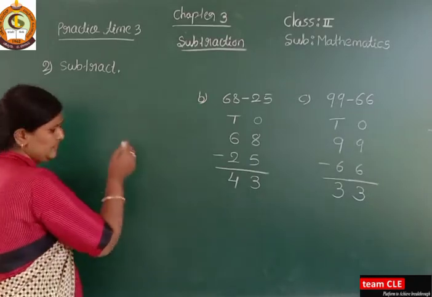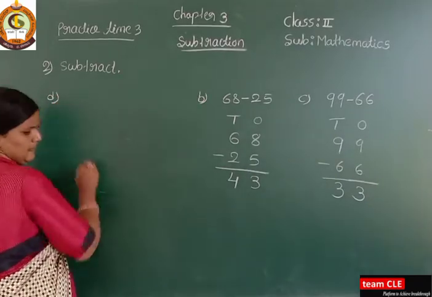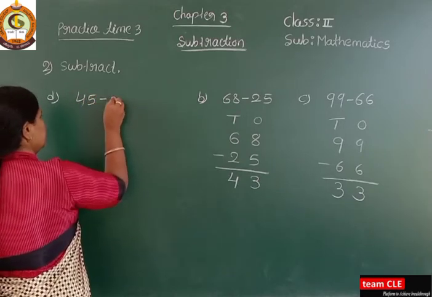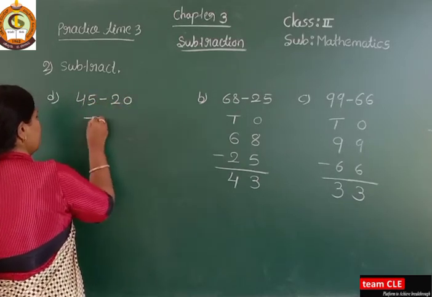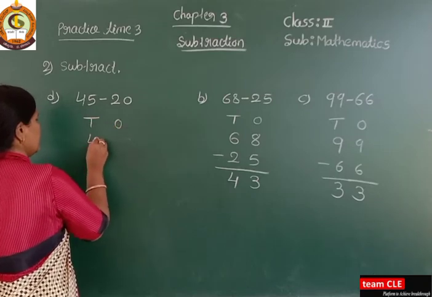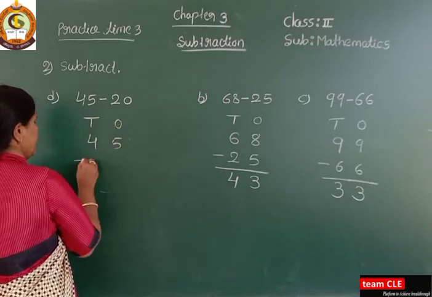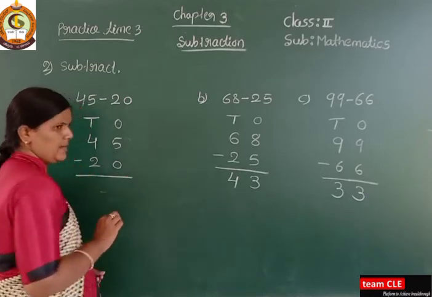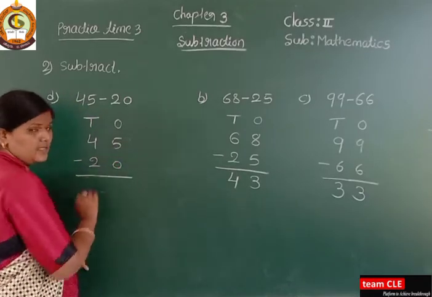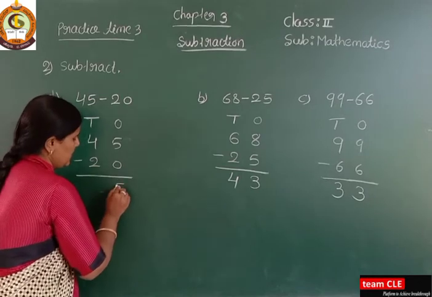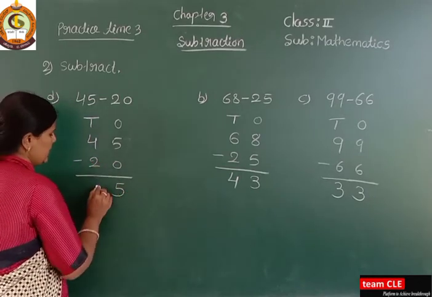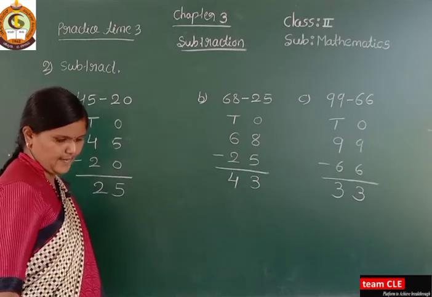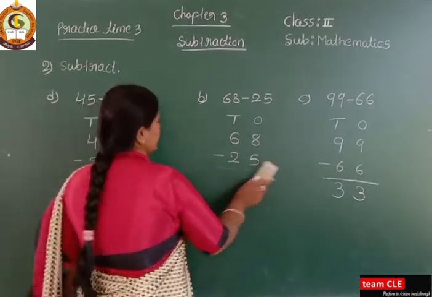Next, D1, 45 minus 20, tens, ones. Now subtract 45 minus 20. 5 minus 0 is 5, 4 minus 2 is 2. So the answer is 25.